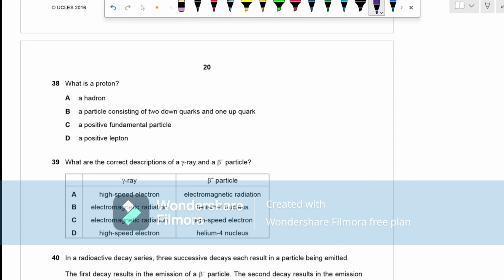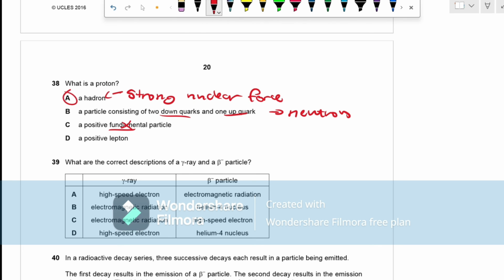What is a proton? Guys, a proton is a hadron. Lock in. Why is it a hadron? Because it experiences a nuclear force. A hadron is a particle that experiences a strong nuclear force. If a particle has 2 down quarks and 1 up quark, that's probably a neutron. And quarks are not fundamental, right? And a quark is not a lepton. A lepton does not actually experience a strong nuclear force, and these include, I don't know, electrons and all that stuff. So the answer is A.